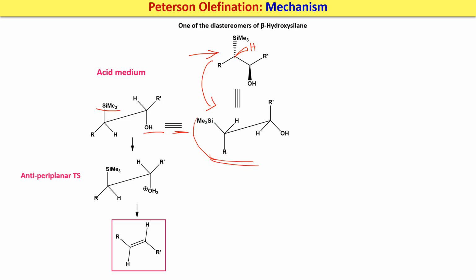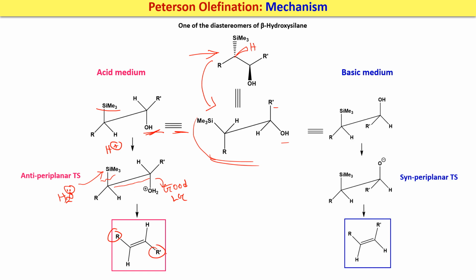And why am I doing so? Because when it is in acidic medium, in the presence of H+, this OH will be converted to OH2. Now this is a very good leaving group, right? So when this is a very good leaving group and there is water present in the medium, water can attack this SiMe3, this bond will be broken, there will be a new CC bond, and this OH2 will be removed. So this is the anti-periplanar transition state. To make this anti-periplanar transition state, I have to change the positions of R prime, OH, SiMe3, everything. Okay. So this is the anti-periplanar transition state by which we are getting the E alkene. These two groups are opposite to each other.